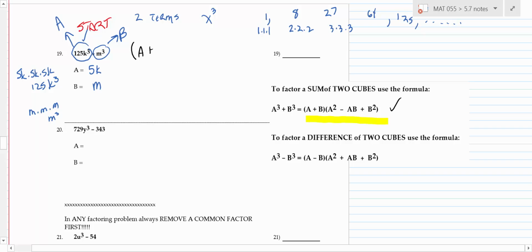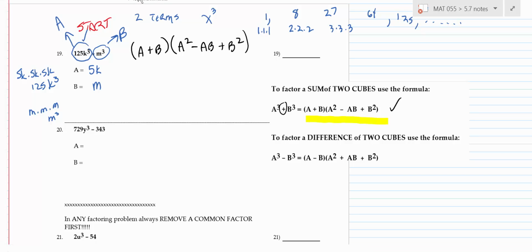Now let's write down this formula, just for reference. So we're going to go A plus B. This is a sum of 2 cubes. The problem has a sum in it. So we're going to do A plus B, then A squared minus AB plus B squared. Once you have A and B, you just plug it in and you're done. Then I'll probably check this one also. So here's what we're going to do. You can do this in your head.